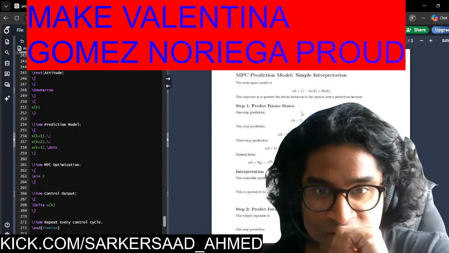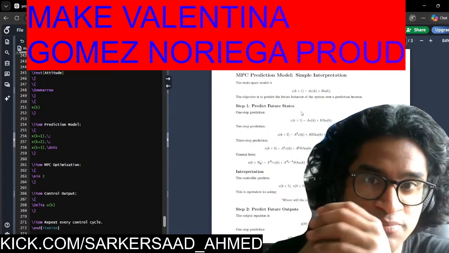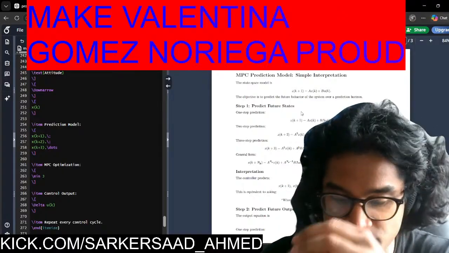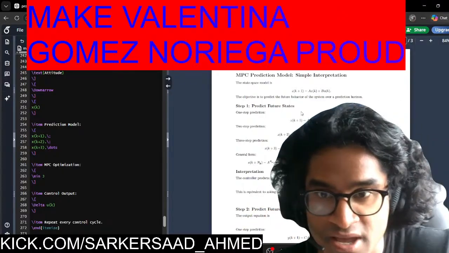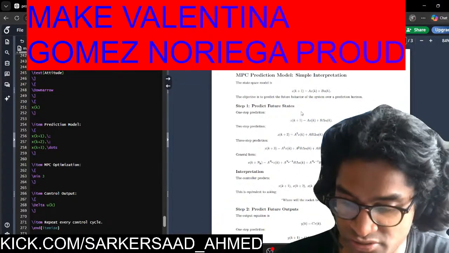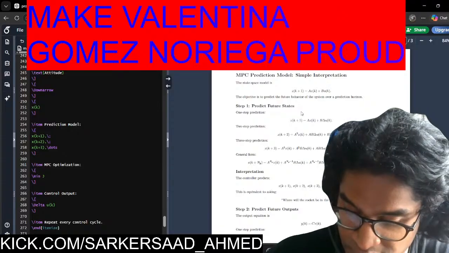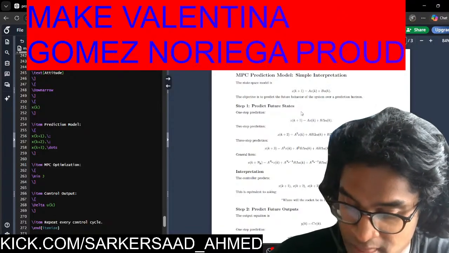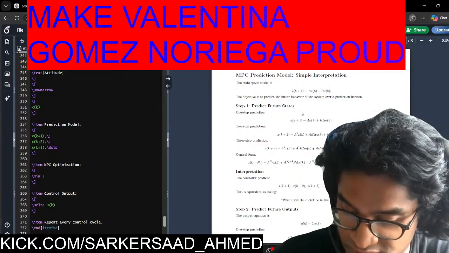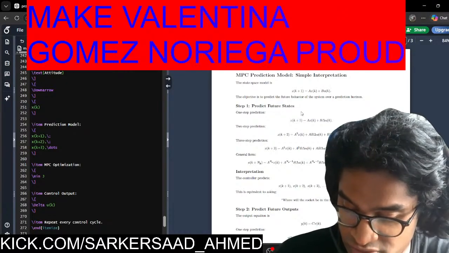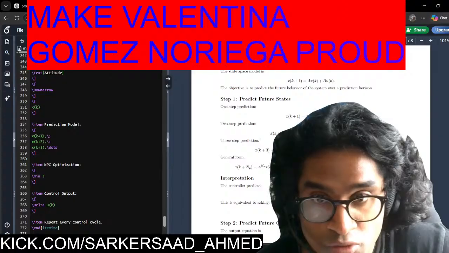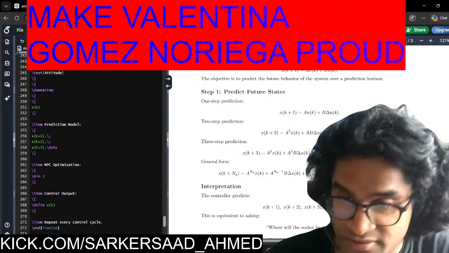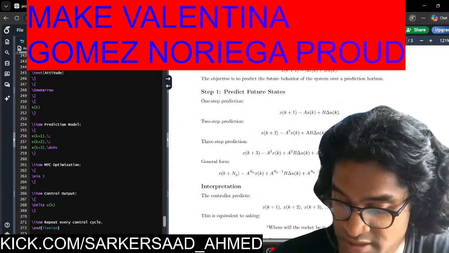Now, all right. So we got the one-step prediction. We got the two-step prediction. Cool stuff. And now we have to do the three-step prediction. The three-step prediction would be x of k of i plus 3 in condition to k of i would be a cube x k plus ab.